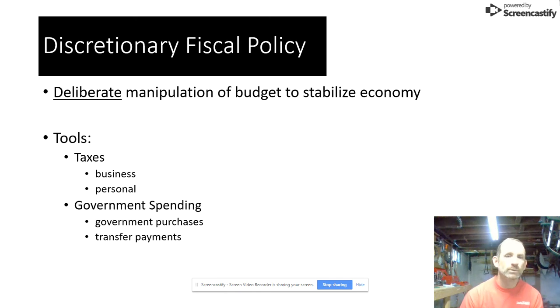So if we are in a recession and the government wants to speed it up, they could lower tax rates on businesses and people. That gives people more money to spend, increasing aggregate demand. And they can increase government spending for government purchases and transfer payments. So all of those things put more money out there, give more money to people to spend. So that could help bring us out of a recession. On the other hand, if we're in an inflationary period, they could raise taxes and decrease government spending, so that would kind of slow us down. So that's essentially what fiscal policy is all about.